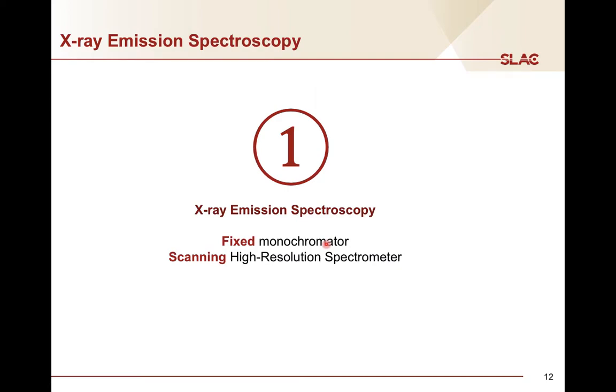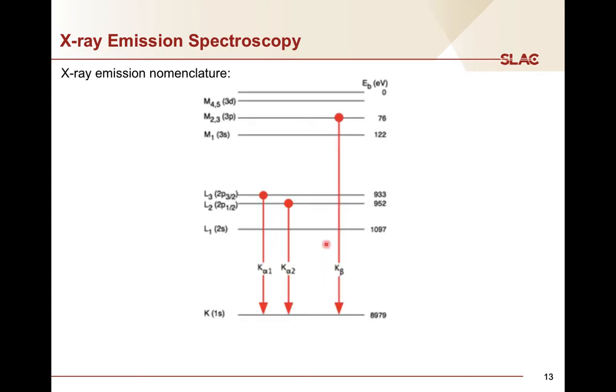So let's start with number one, non-resonant X-ray emission spectroscopy. Remember, we have a fixed monochromator set above the absorption energy, and now we're scanning the emission spectrometer. To give you a little more on nomenclature, we excite from a 1s core level, a 1s electron out into the vacuum, which means it is a K excitation. All the names start with K because it's the 1s shell, the K shell.